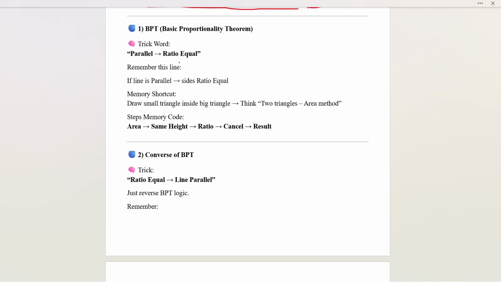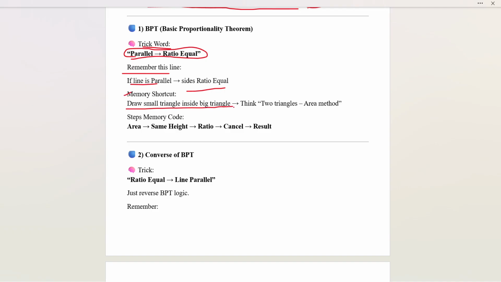It is the basic proportionality theorem. So here, the trick word also: parallel, so ratio equal. Okay, remember this line: if a line is parallel, the sides' ratios are equal. So remember this line to help in your BPT theorem. Here is a memory shortcut for that BPT theorem.